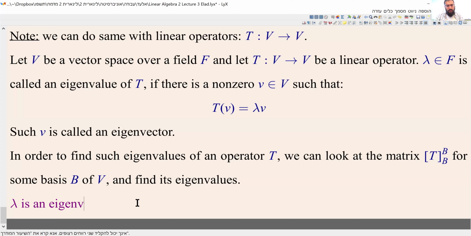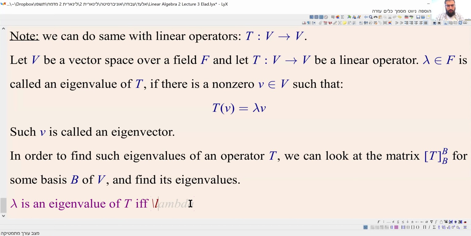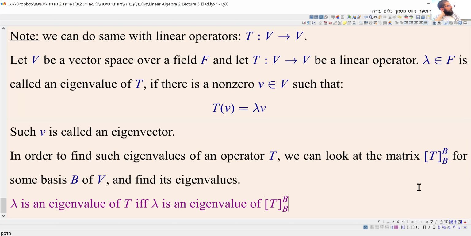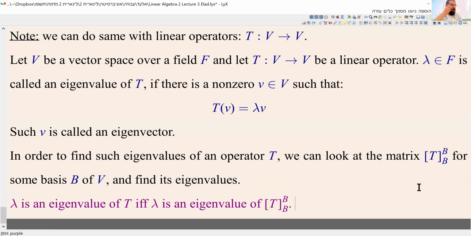is an eigenvalue of T if and only if lambda is an eigenvalue of the matrix T from B to B that represents the operator T with respect to the basis B. So whatever we want to say about linear operators, we can say about the respective matrices.